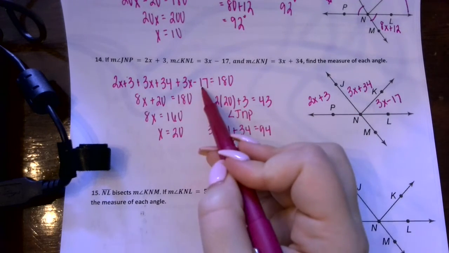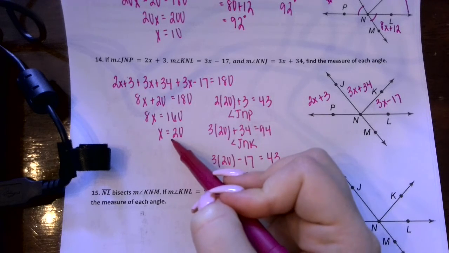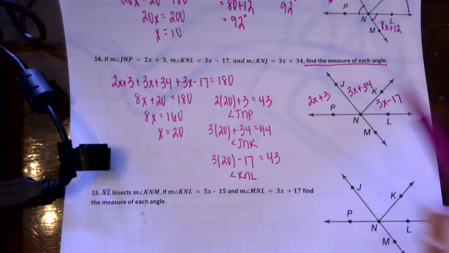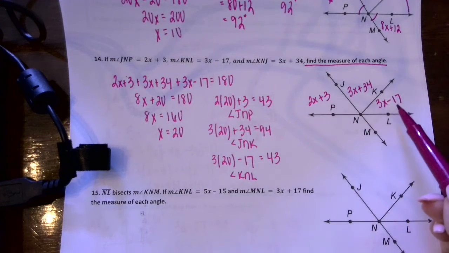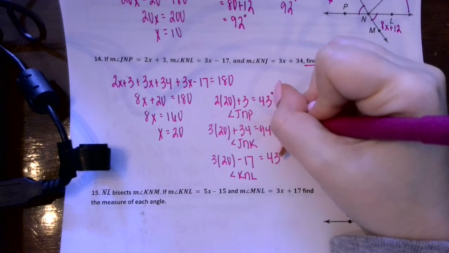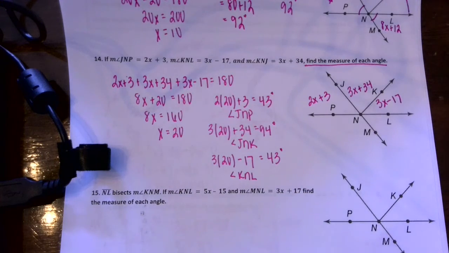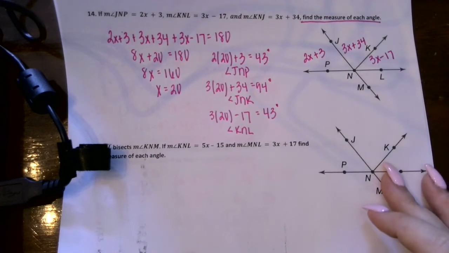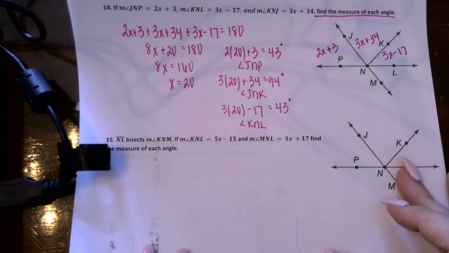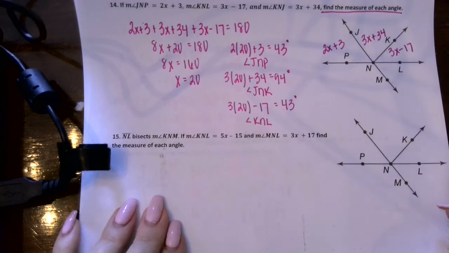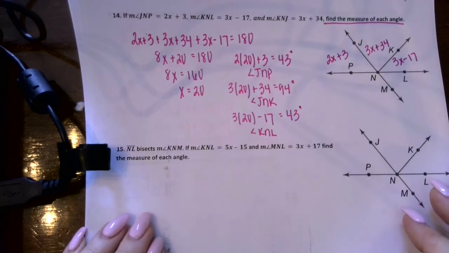So I went ahead and combined like terms and got x as 20. And then it asked to find the measure of each angle. So I plugged 20 back into each of these three. And I found my degree measures for each of those angles. So just pausing for a second. If you need to pause the video to check, we're going to do one more, and then there is going to be a practice that you will need to do after.